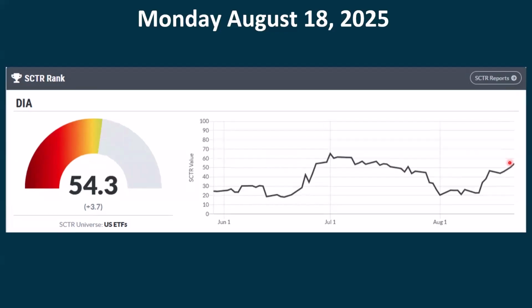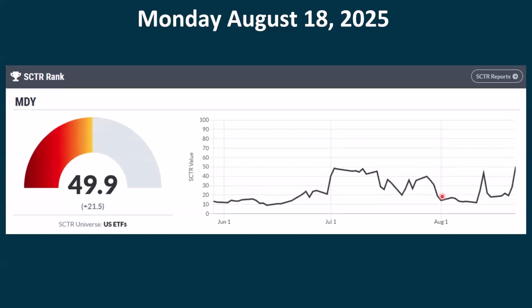Then we have the Dow, which set an all-time high on Friday, but it's just barely above 50 at 54.3. Now it is improving, but it had really been lagging for most of August and actually starting to drop down at the end of July. Then in last place now, under 50, are the mid caps at 49.9. Even though they are improving, before Friday's session we were down in the 20s, so this was quite an improvement here.